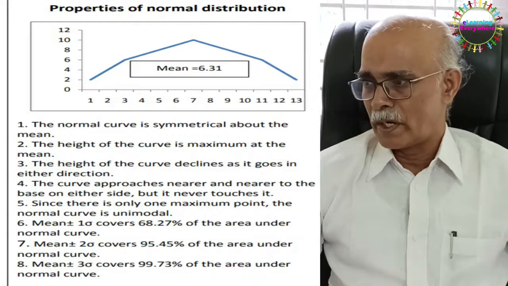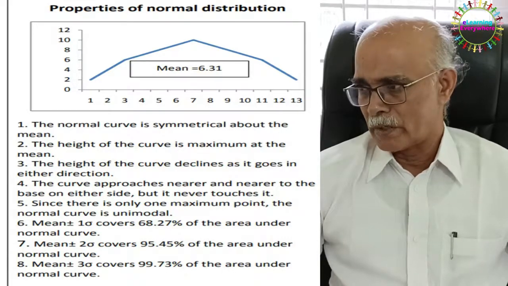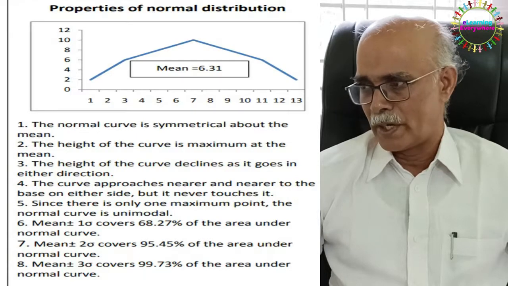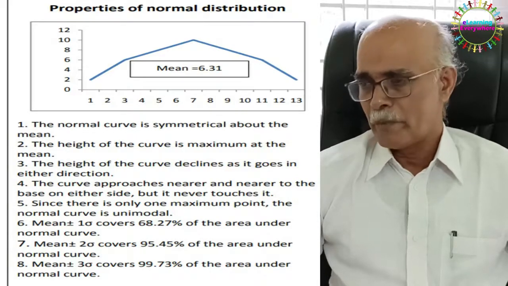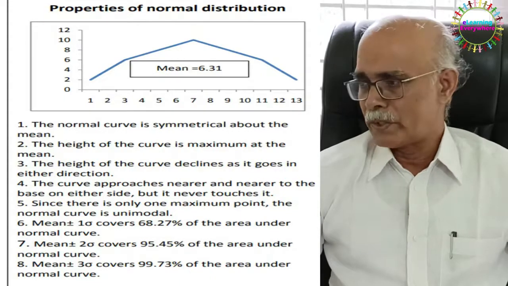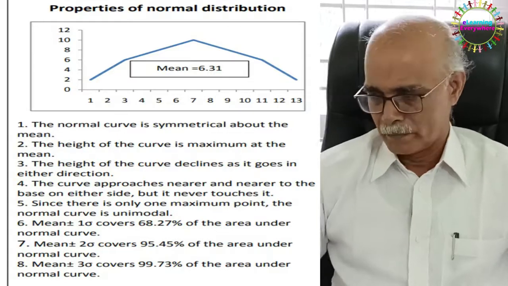Mean plus or minus 1 standard deviation covers 68.27% of the area under the normal curve. Mean plus or minus 2 standard deviations covers 95.45% of the area under the normal curve, and mean plus or minus 3 standard deviations covers 99.73% of the area under the normal curve.